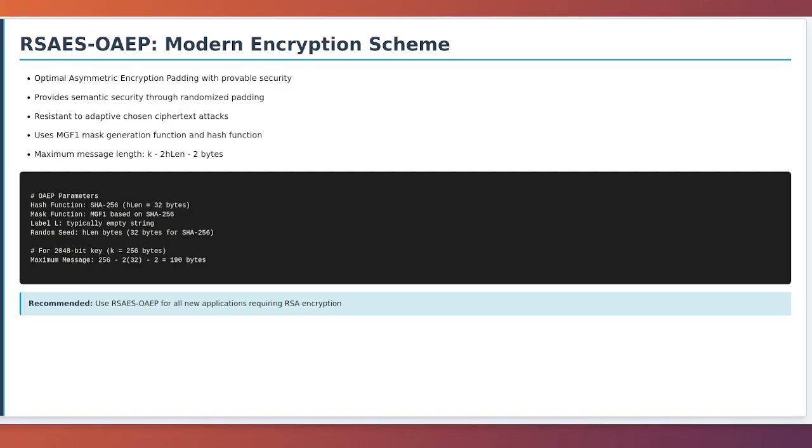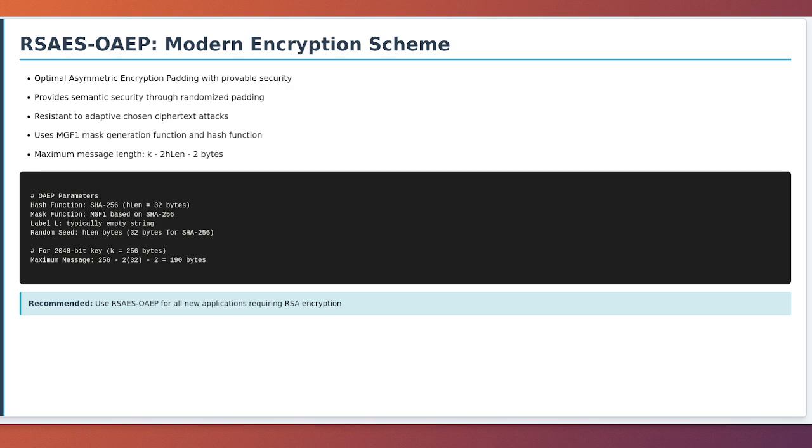An important parameter in OAEP is the label L, which is an optional value that can be associated with the message. Most implementations use an empty string for L. The label gets hashed and included in the padding structure. If you encrypt with one label and try to decrypt with a different label, the decryption will fail. This can be useful in protocols where you want to bind the encryption to a specific context.